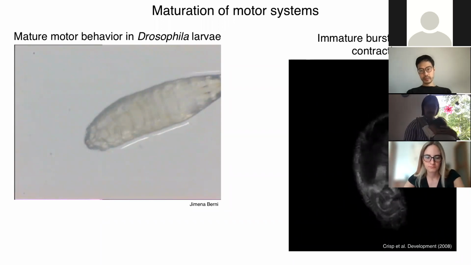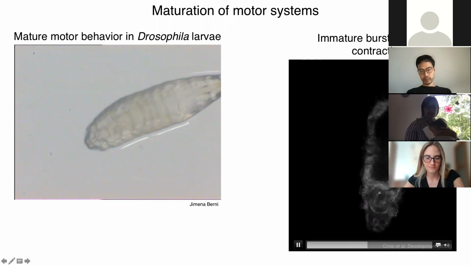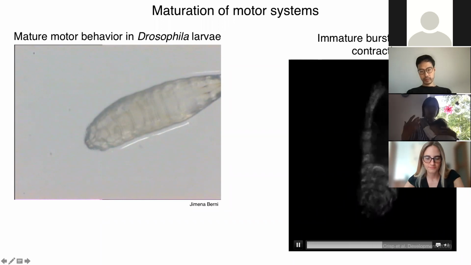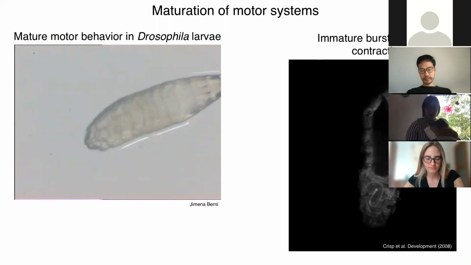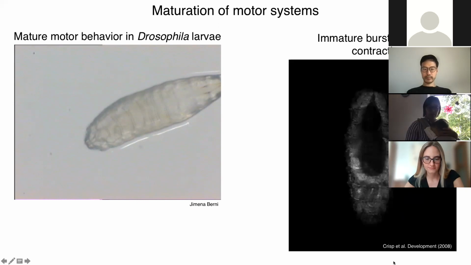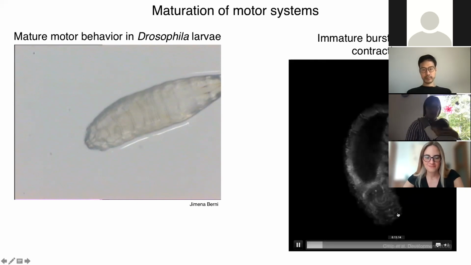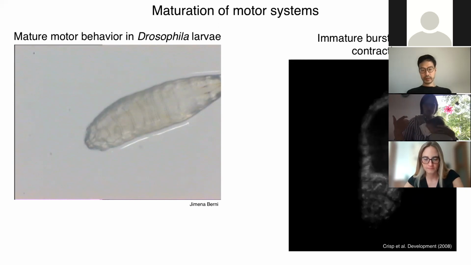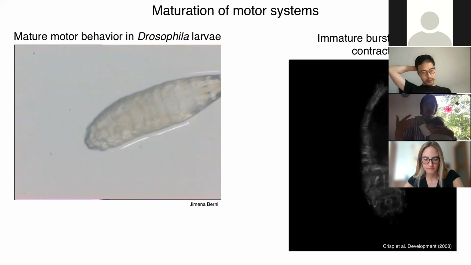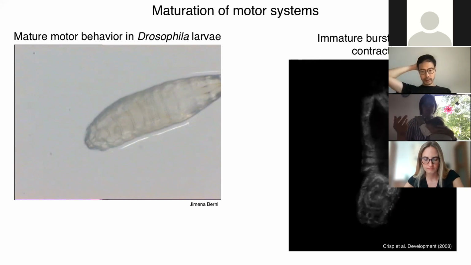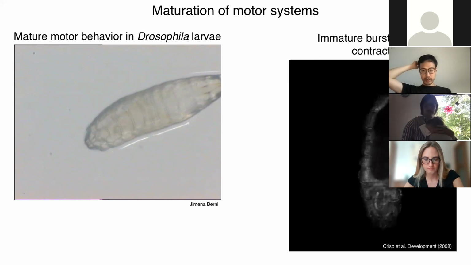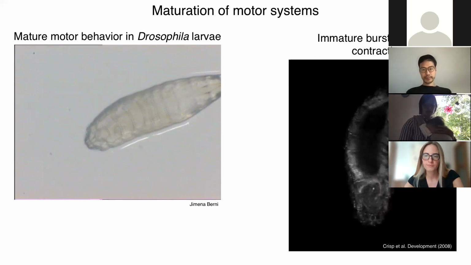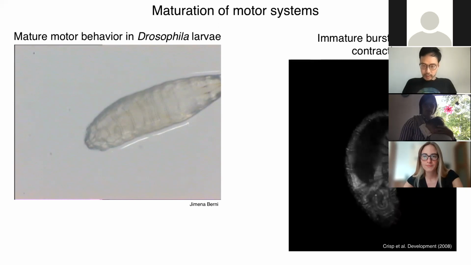So this animal cannot crawl, but I hope you see that it's still very much capable of generating these spontaneous muscle contractions. And through various experiments done here by Sarah Crisp, now more than 10 years ago, the authors were able to find that a lot of these muscle contractions are indeed neurally driven. So if you block synaptic transmission, you can completely eliminate them, suggesting that they are indeed driven by spontaneous activity, just like in the sensory cortices in mammalian organisms, as I showed you before.